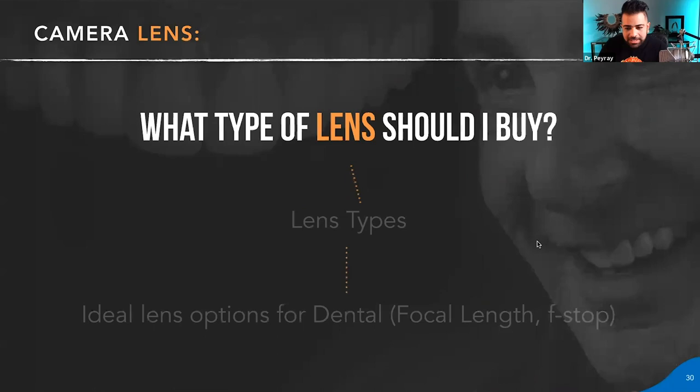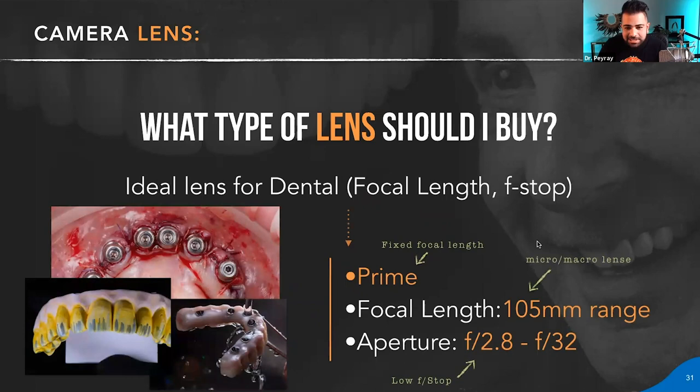This is my preferred lens. If you want to invest in something, definitely get a prime lens that is a fixed focal length. The 105 millimeter range is what I have, and the aperture is f2.8. If the aperture, or the f-stop, is that low, that means it's a fast lens, and a fast lens is great because you can take very, very quick shots. If the f-stop is 4 or 5, it is not as fast, so it's not going to be as clear and crisp an image.